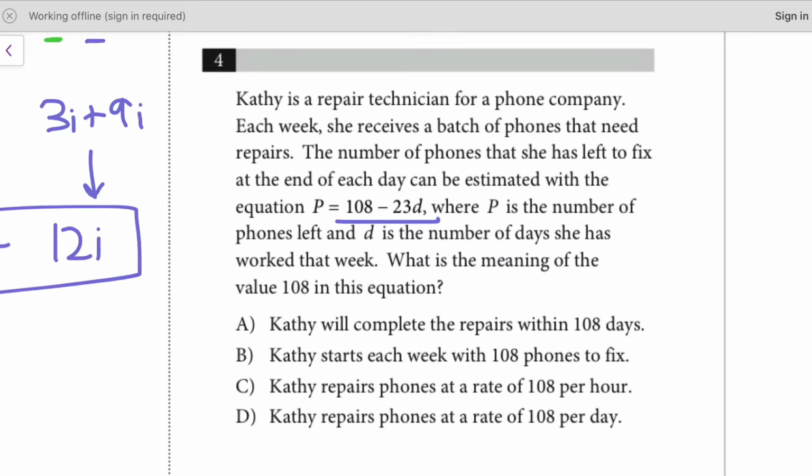So, let's go back to the answer choices. I said that 108 represents the original value or the initial number of phones she has to repair. So that would be answer B. Kathy starts each week with 108 phones to fix.